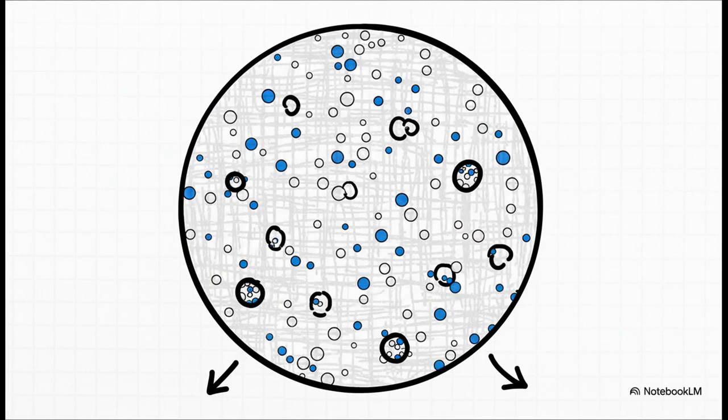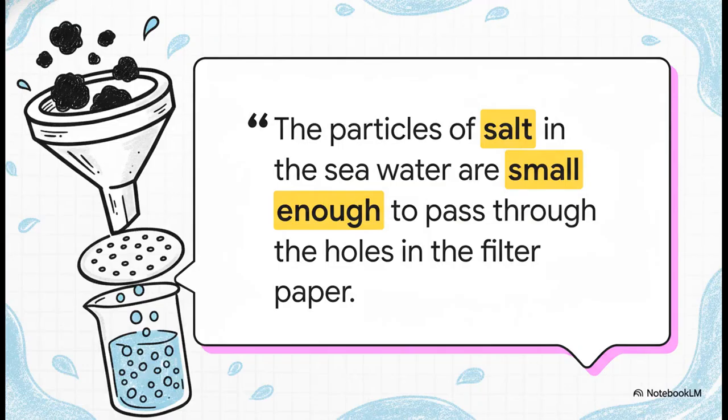And here's the real kicker. When that salt dissolves, it breaks apart into particles that are so incredibly tiny, they're practically the same size as the water molecules themselves. So the filter paper can't tell the difference. The little salt particles just cruise right through those pores along with the water. The source material really says it perfectly. The particles of salt in the seawater are small enough to pass through the holes in the filter paper. In the end, it all comes down to particle size. If it's bigger than the pores, it gets trapped. If it's smaller, it passes right on through. That is the fundamental rule of filtration.